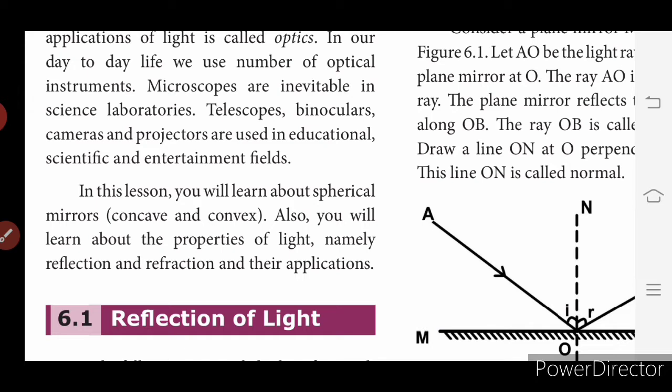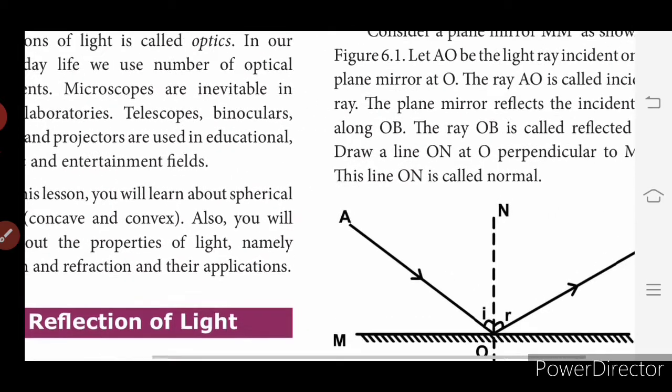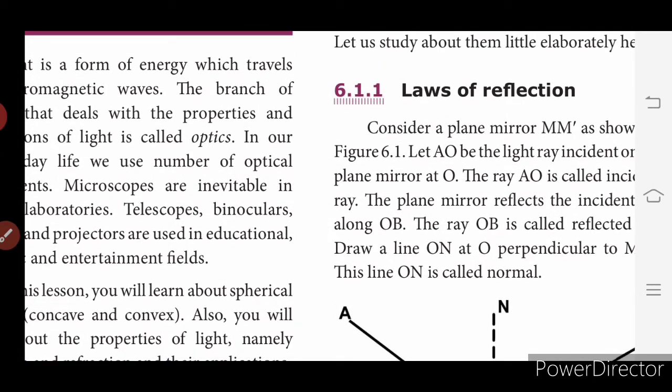So first we will discuss reflection of light. These are topics which you have learned in 7th and 8th standard itself, so we will just have a glance over all these topics. So what is reflection of light? Light falling on any polished surface such as a mirror is reflected, right? Whenever light falls on a polished surface, it gets reflected, it bounces back. This reflection of light on polished surfaces follows certain laws, and you have studied about them in your lower classes. So let us study about them in an elaborate manner here.